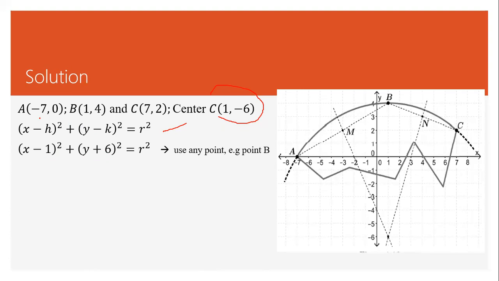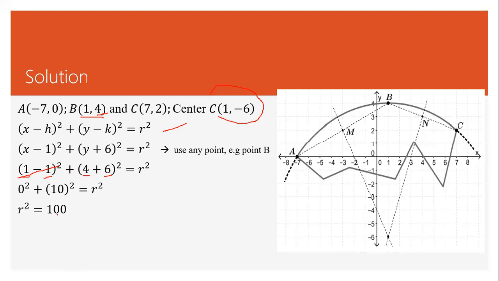We can use any of the points like A, B, or C to determine the radius of the circle. For this example, we use point B, 1, 4. So x nato is 1, minus h na is negative 1 squared plus ang y na is 4 plus k, which is 6, squared is equal to r squared. So 1 minus 1 is 0. 4 plus 6 is 10. So 10 squared is equal to r squared. So r squared is equal to 10 squared, which is 100.